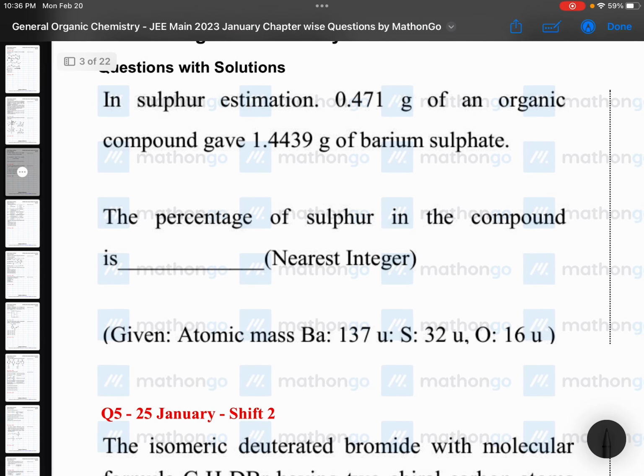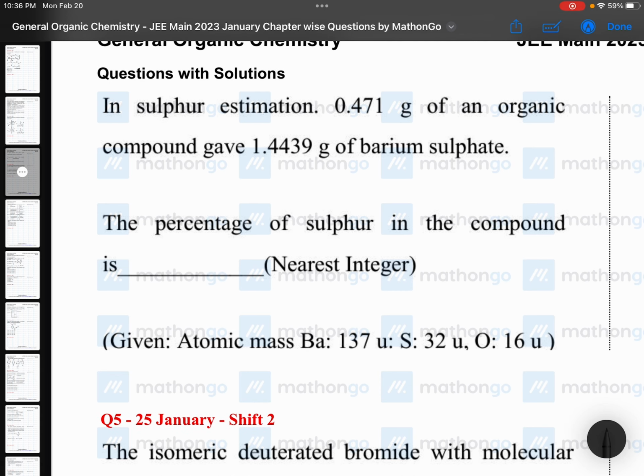Coming to question number four. In sulfur estimation, 0.47 grams of an organic compound gave 1.4439 grams of barium sulfate. Percentage of sulfur is equal to mass of barium sulfate, 1.4439, divided by the mass of organic compound, into, you are getting the barium sulfate. In barium sulfate, you need to check the atomic mass of sulfur, that is 32. And molecular mass of barium sulfate is 233, into 100. If you go for this, you will be getting the answer as 42.